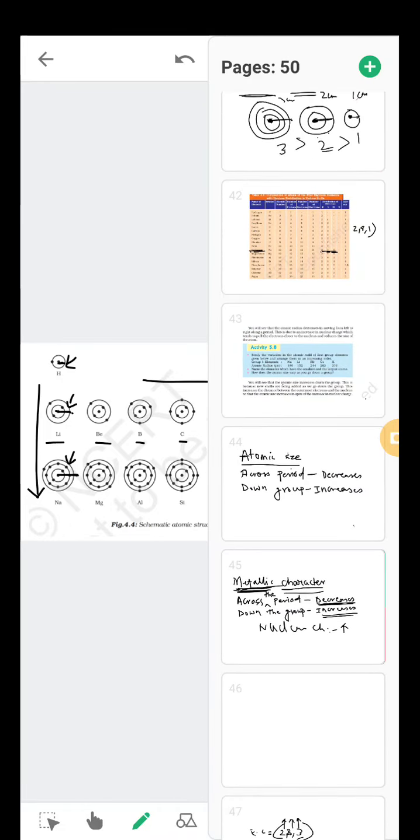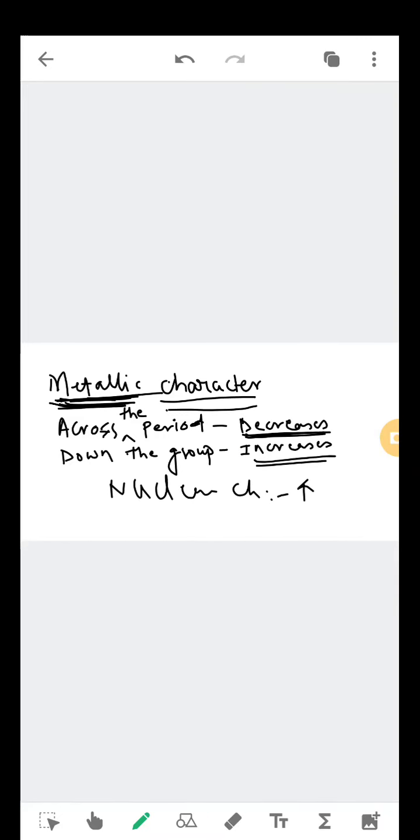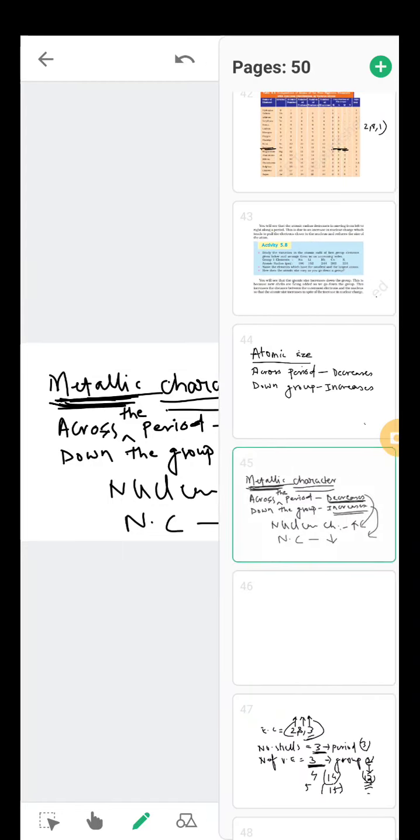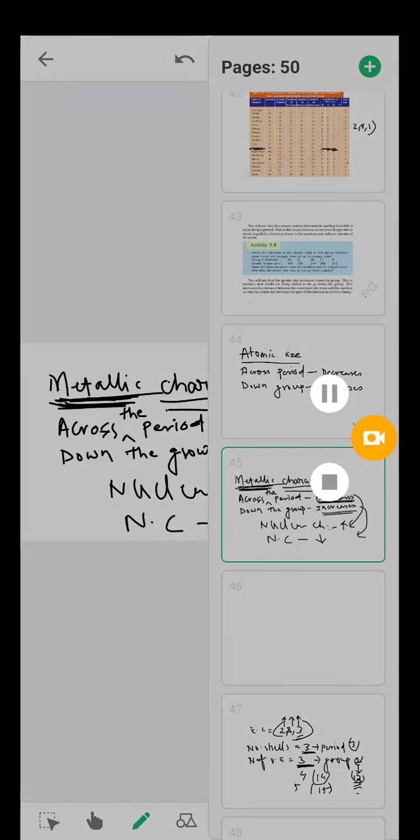So nuclear charge is less. Now what was it here? Nuclear charge was more, okay. So over here the nuclear charge is, suppose, less, okay. So when the nuclear charge is less, what will happen to the metallic character? It will increase. The more the nuclear charge, the less the metallic character, okay. The less the nuclear charge, the more the metallic character, okay. So this thing you need to remember.